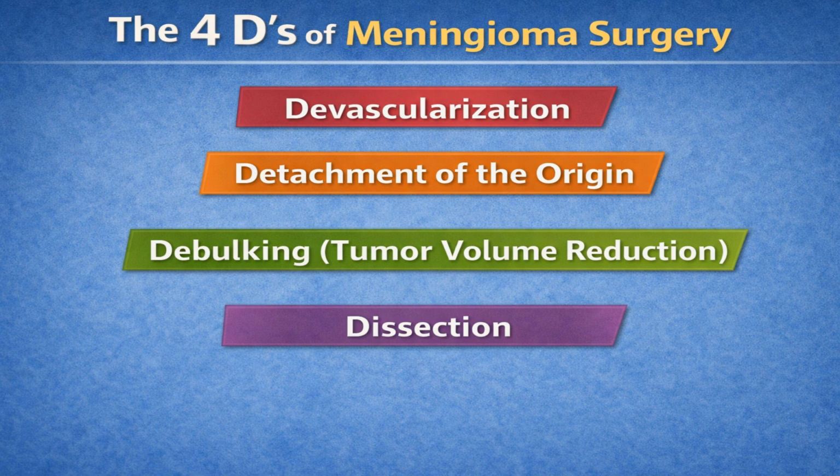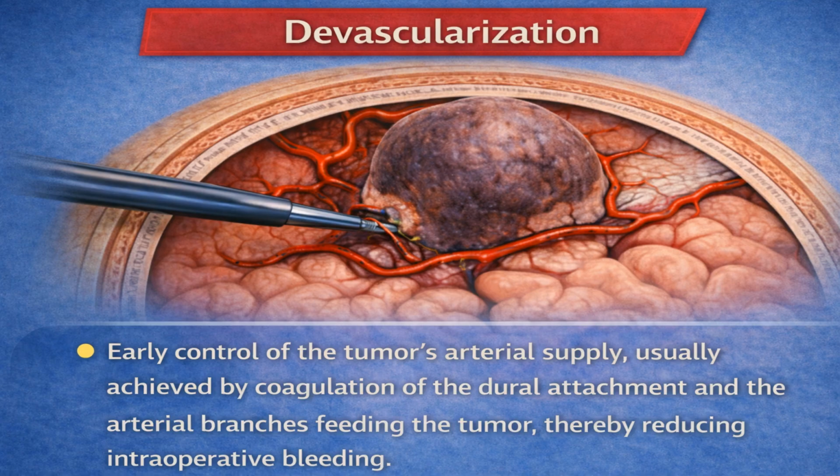Today we will talk about the 4 steps for the surgical resection of meningioma. First, devascularization. Early control of the tumor's arterial supply, usually achieved by coagulation of the dural attachment and the feeding arterial branches, thereby reducing intraoperative bleeding.